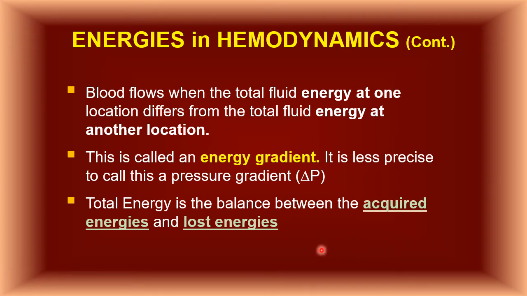Total energy at any spot is the balance between the acquired energies and the lost energies, meaning that at any spot of time, any spot of tissue, any spot of blood vessel, there is a balance between the acquired energies and the lost energies, and the balance is more toward the acquired energy, so the blood is moving. The more energy acquired, the more energy gradient. If we have loss of energies, the energy gradient is going to be lost.